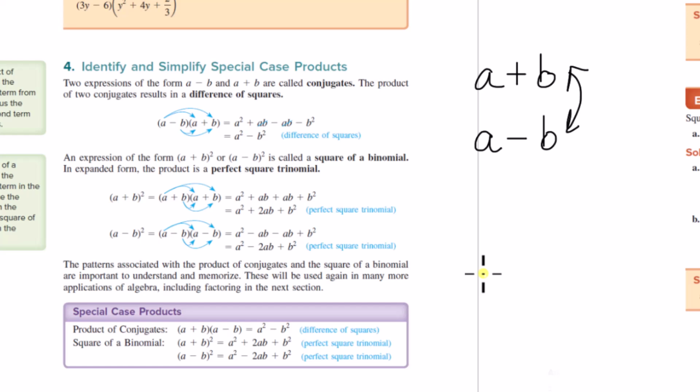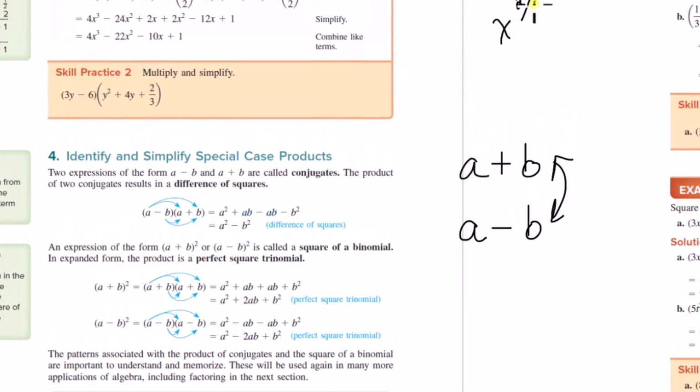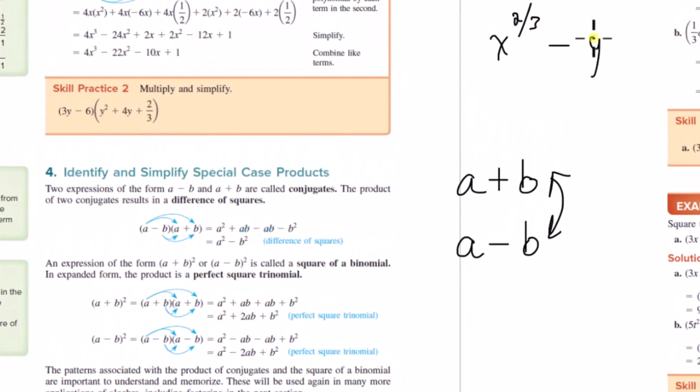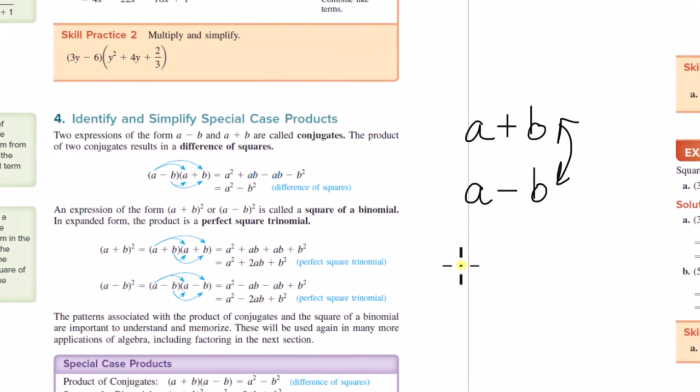Okay, so you might have heard the term complex conjugates, 5 plus 2i. The complex conjugate is 5 minus 2i. That's not just about complex numbers. Conjugates apply to any pair of numbers in any scenario. So like x to the 2/3 minus y squared, the conjugate would be x to the 2/3 plus y squared. Okay?